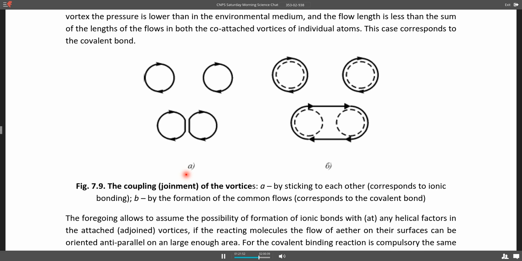So in that case, the gradient of velocity drops and the pressure drops. And those particles then get pushed by the pressure of the surrounding medium of ether toward each other. And in the parts of molecules where flows of this kind are happening, we have the ionic bonding. In situations where these flows are counter to each other, when you look in terms of clockwise, and sorry.